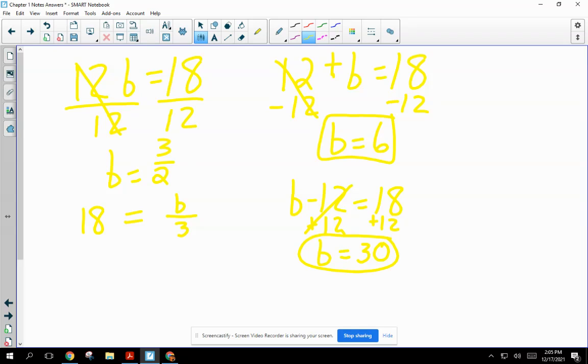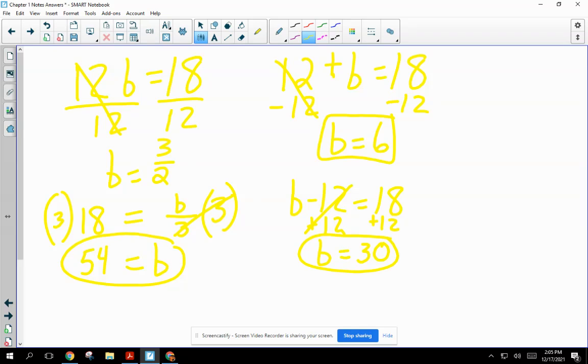So what is the opposite of this? This is saying divided by 3. The opposite of divided by 3 is times 3 on each side. So you're going to times this by 3. So b divided by 3 times 3 is just b. And then 3 times 18 is going to be 54. So we've done all 3 types or 4 types of simple ones.